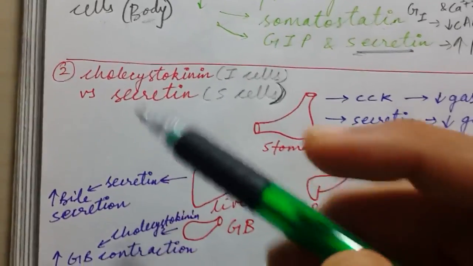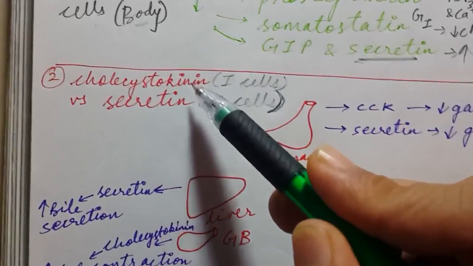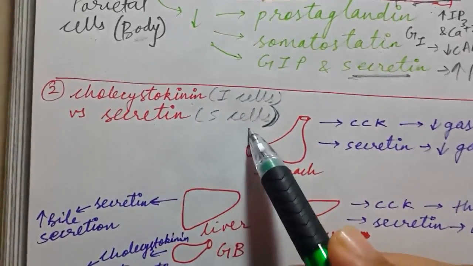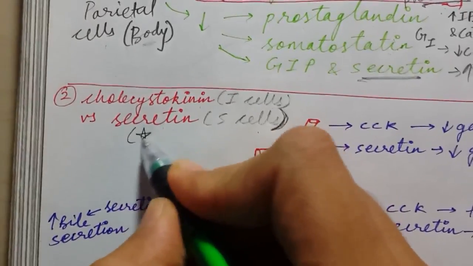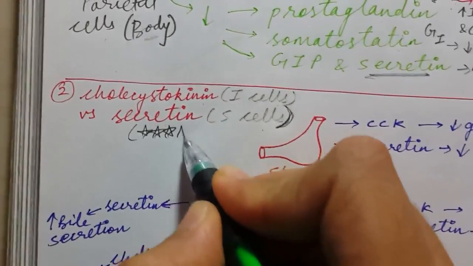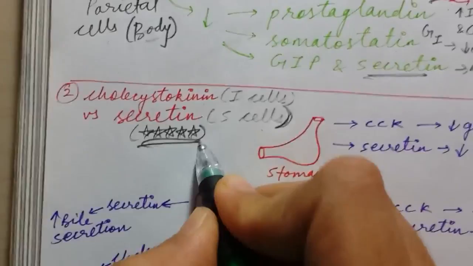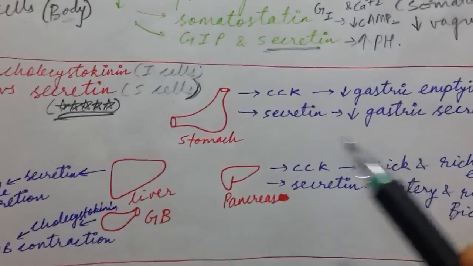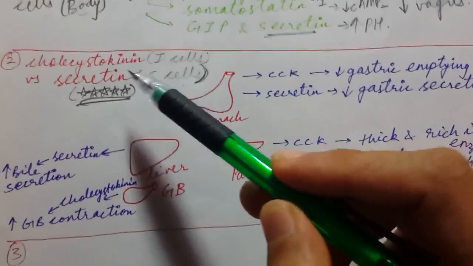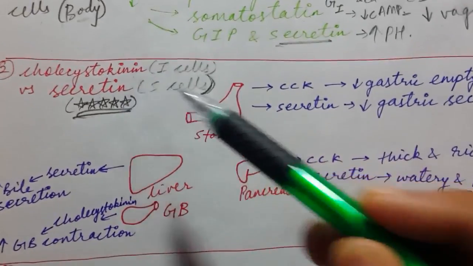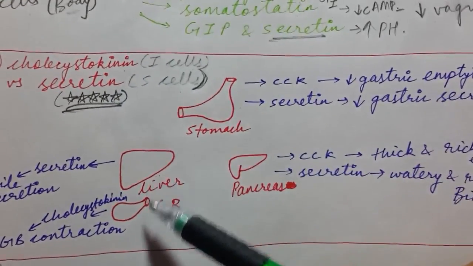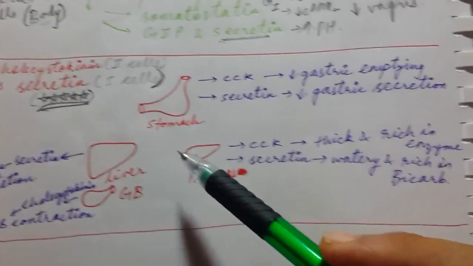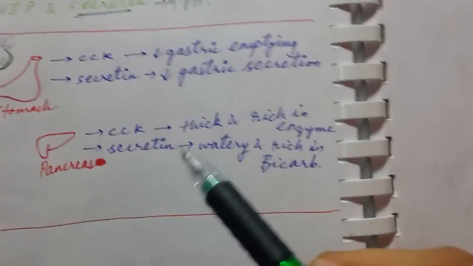Cholecystokinin and secretin. The source of secretion of cholecystokinin is the I cell, and secretin is released by the S cell, and secretin is one of those very important hormones. So do remember them, do remember secretin without fail. Now we will discuss the effect of cholecystokinin and secretin on stomach, then on liver and gallbladder, and then on pancreas, and I hope this will make it a little bit simpler.